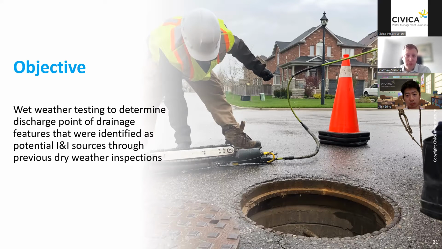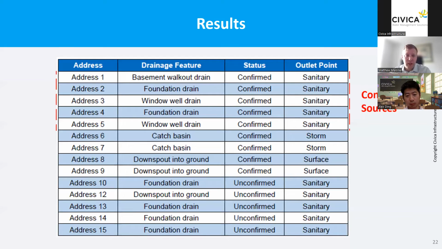So this led to a few different things. First, we were able to go to a number of different properties, a number of different addresses, and actually confirm the majority of these locations as to where they ultimately connected to, whether that was the storm or sanitary sewers. So the first 5 on the list here, we ultimately were able to confirm at that point that yes, they were connected to the sanitary sewer system.